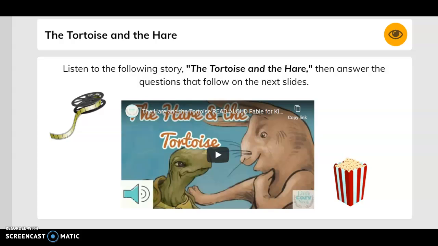The Tortoise and the Hare. Listen to the following story, The Tortoise and the Hare, then answer the questions that follow on the next slides.